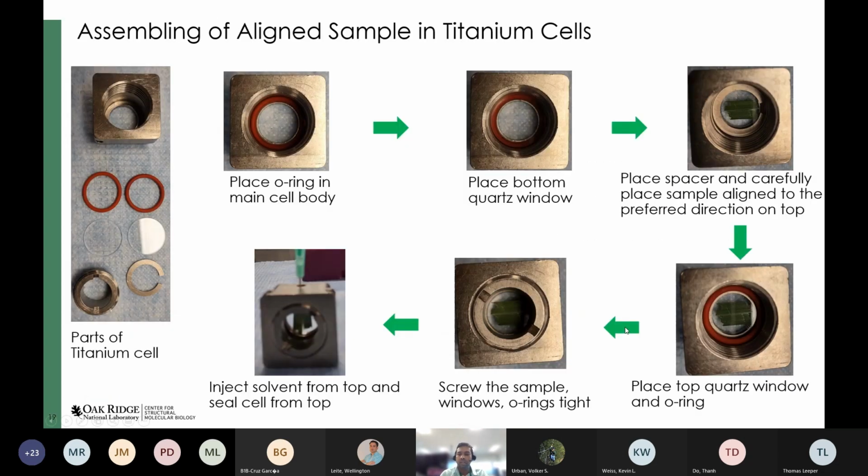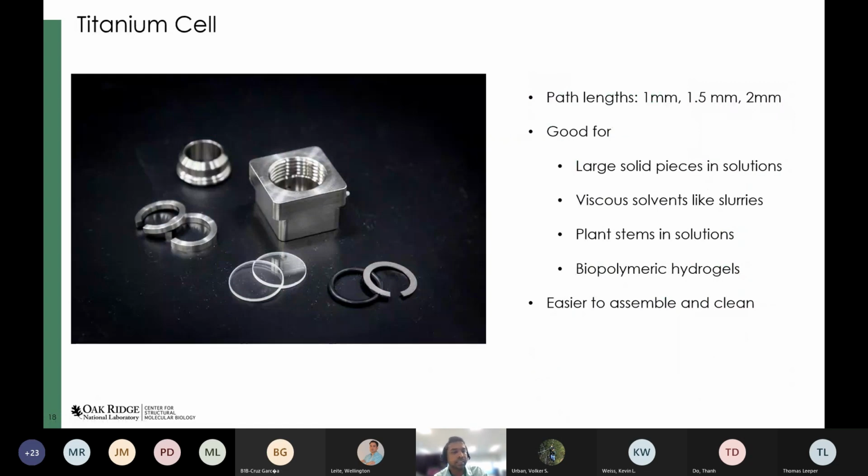So how are we going to use the cells? One is very important: we use titanium cells to fill the samples and make them ready for the beamline. The reason is that the titanium cells are very easy to assemble and very easy to clean. These kinds of cells are very good for large solid samples, various solvents like slurries, various plant systems, or biopolymeric hydrogels. We can change the path length of the cells by changing the spacer we put in.